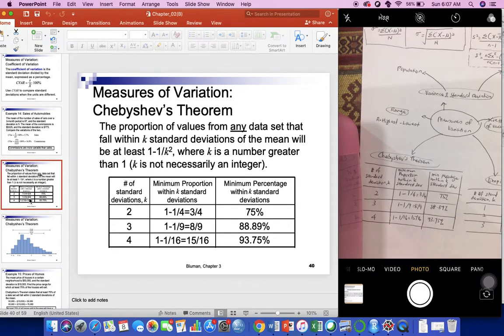So, measures of variation for the Chebyshev theorem.